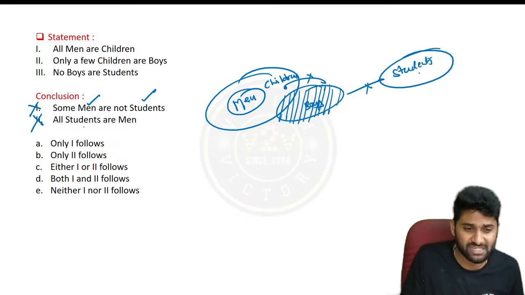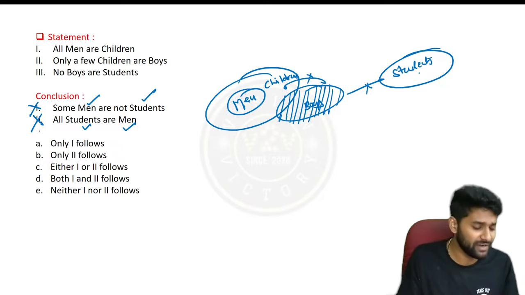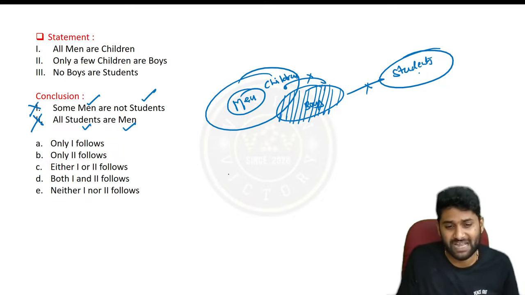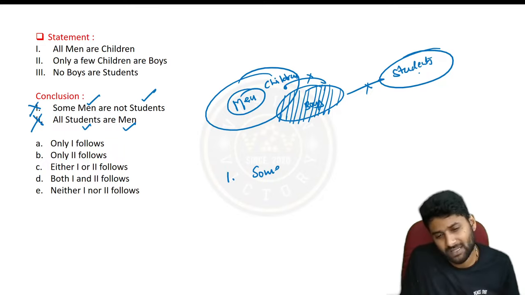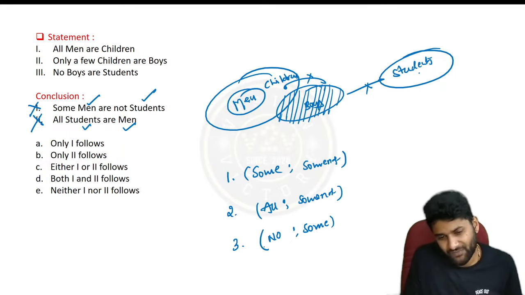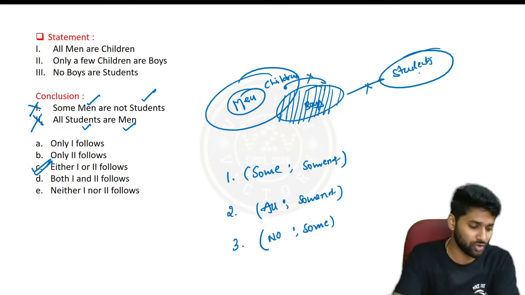Guys, before choosing the neither nor option, remember this point. If the objects are the same, meaning they are talking about the same objects, you have already verified individually that each conclusion is wrong. By joining them together, check if they satisfy any of the complementary pairs. Let me tell you what the complementary pairs are. First complementary pair is some and some not. Second complementary pair is all and some not. Third complementary pair is no and some. Guys, if it satisfies any of these complementary pairs, you should choose the option either or. Don't choose neither nor.